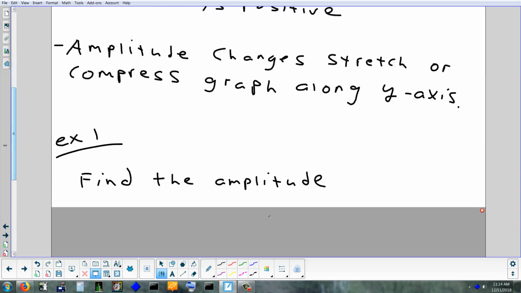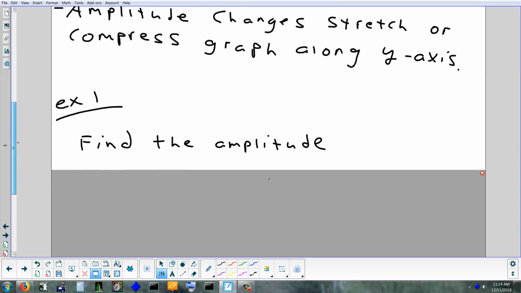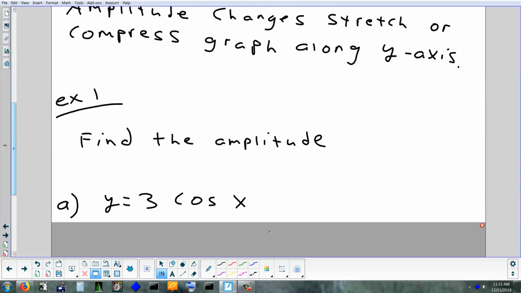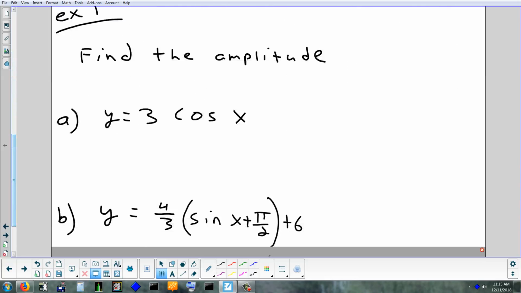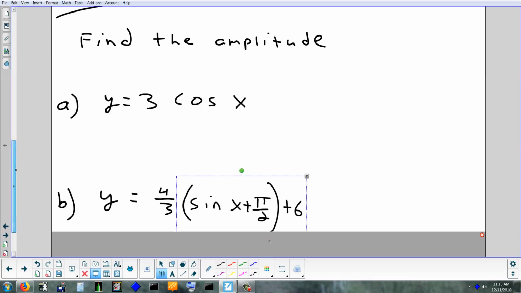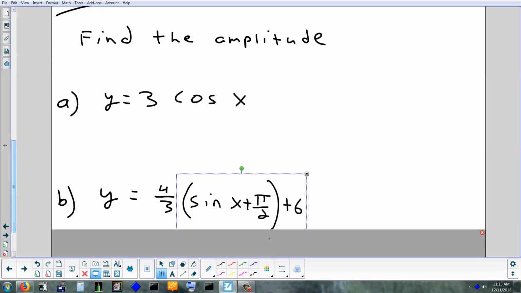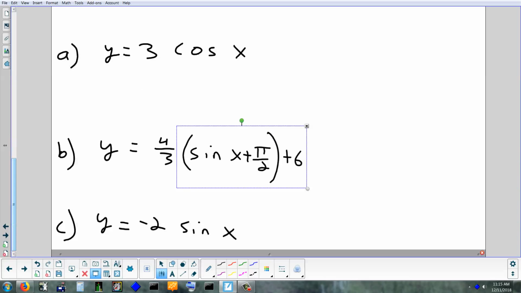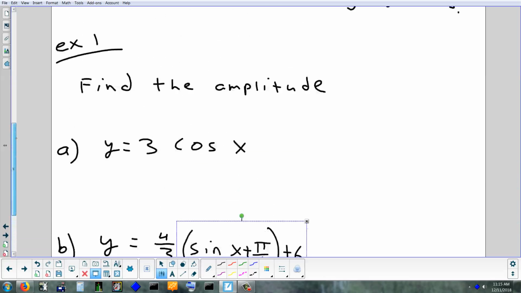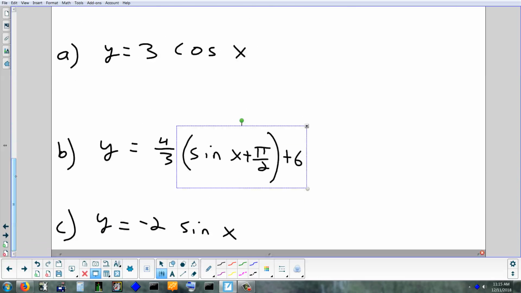Actually, I have some more finding the amplitude. You don't have to write these ones down, but we can go through them quick. Amplitude there? 3. How about that one? 4/3. There's other stuff like a phase shift and a vertical shift. The vertical shift would affect the maximum value, but it doesn't affect the amplitude. How about that one? 2. Those are your amplitudes. Any questions on those?